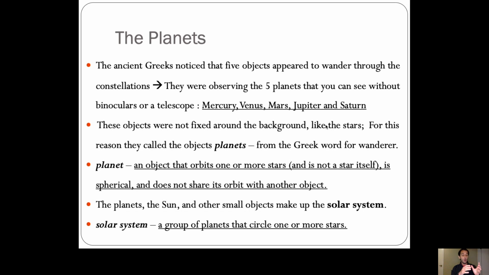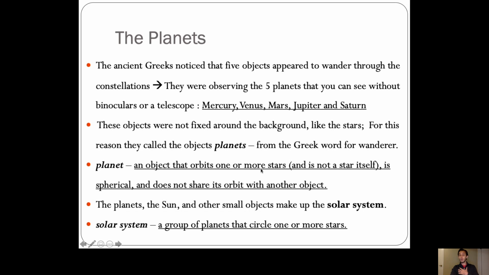Actually, it can orbit one or more stars. Okay, and cannot be a star itself. It's usually spherical. Okay, it does not share an orbit with another object, which is important. Okay, the not sharing an orbit with another object is important. Okay. There's one thing in here that's a little tricky. It says an object that orbits one or more stars.